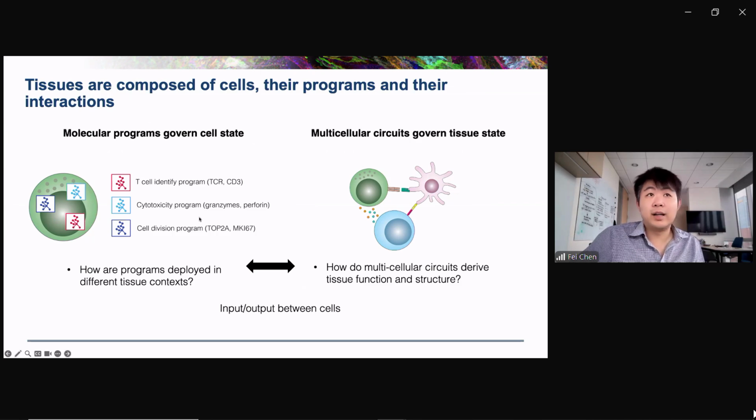Maybe a T cell can activate a cytotoxicity program, or it could have a program that's shared between many types of cells, such as a cell division program, which is reused when cells are undergoing division between different types of cells. And at the same time, what types of cells and what states they're in is really influenced by the context that the cell lives in. And so we think of this as multicellular circuits within tissues that then govern the cell state. And these multicellular circuits are what output as tissue function and structure.